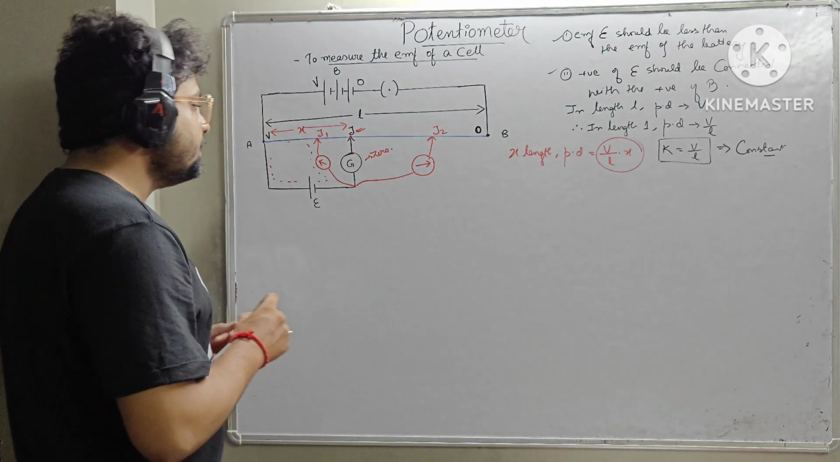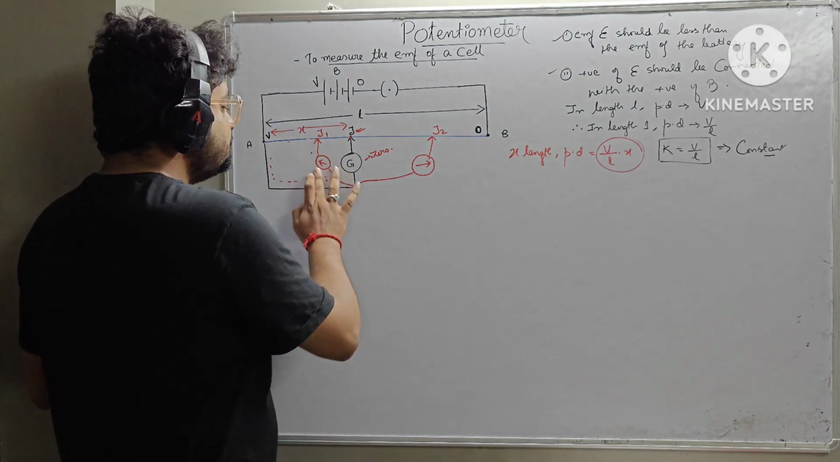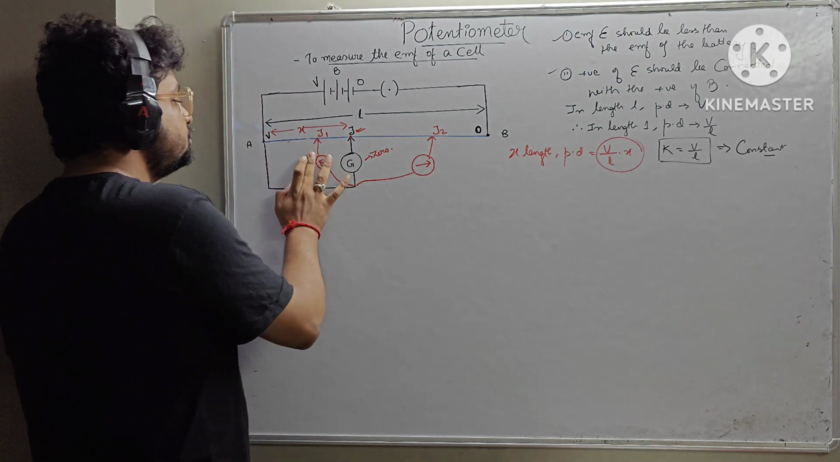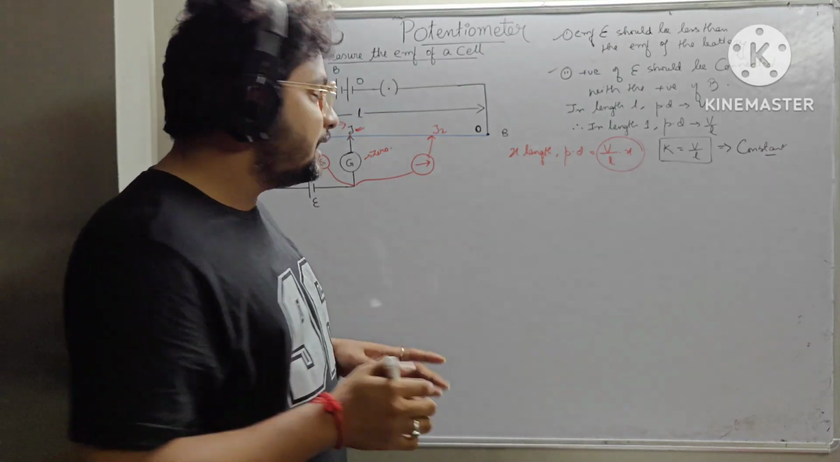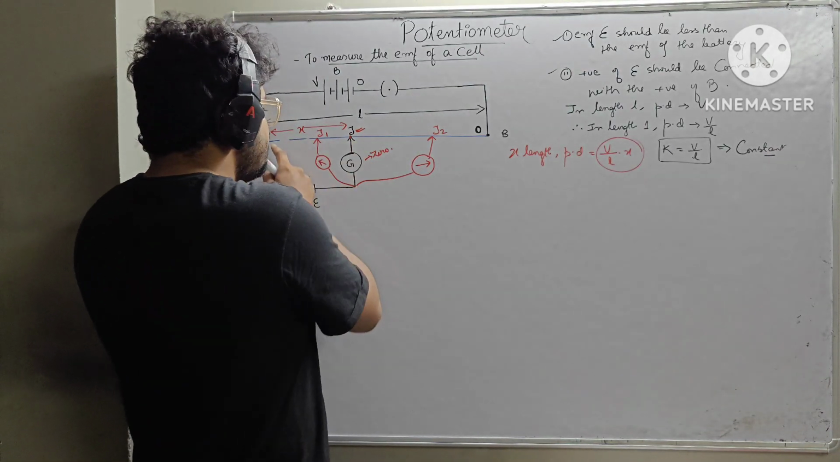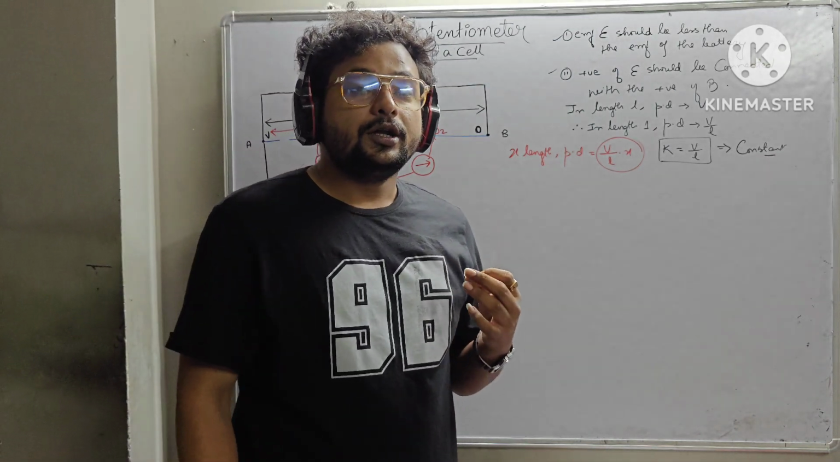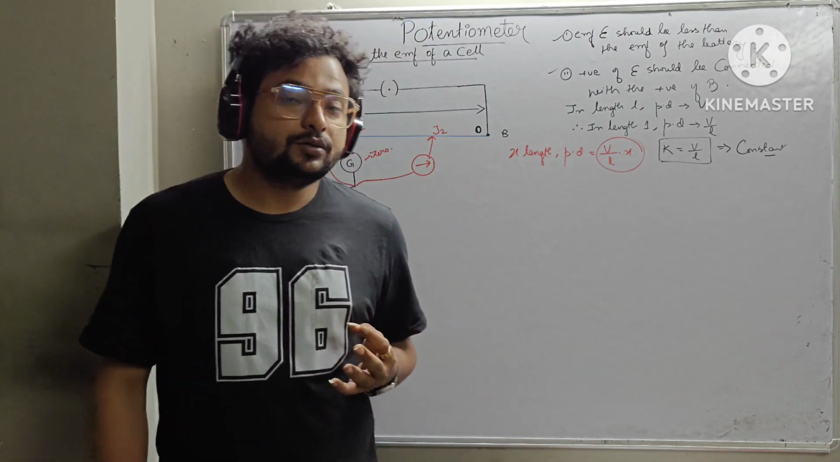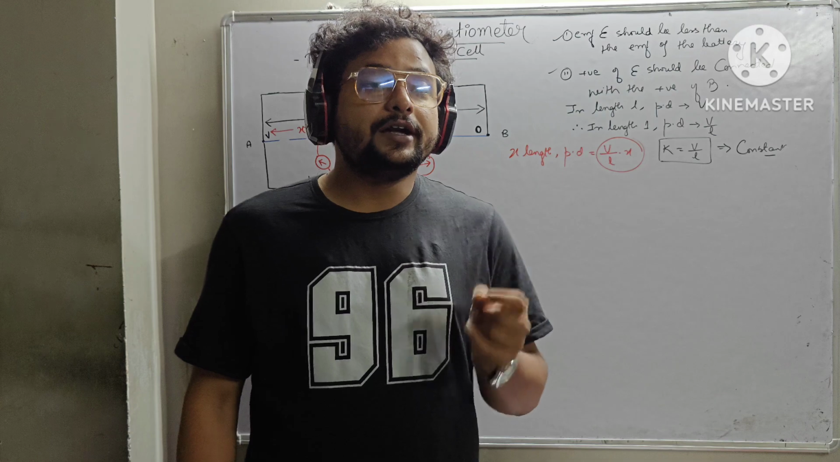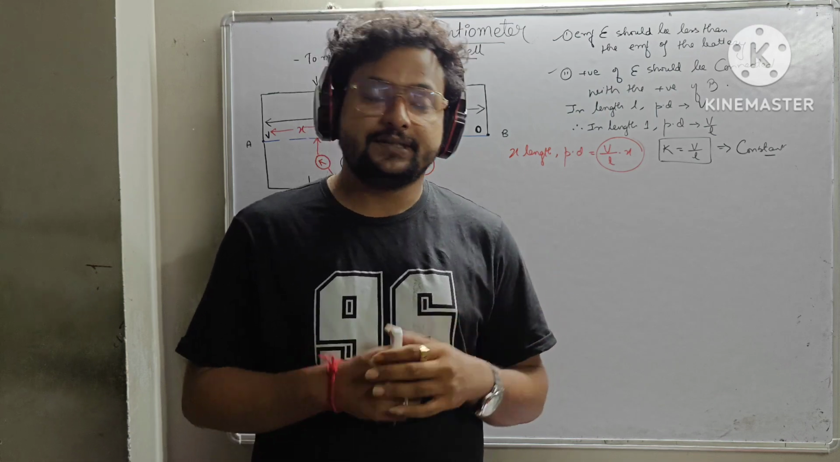You see, the galvanometer is showing you zero deflection. If the galvanometer shows you zero deflection, it means that no current is flowing through this particular circuit. No current is there through this particular circuit. Okay. Now, first you have to answer one question. When will no current flow through any particular part of a circuit?